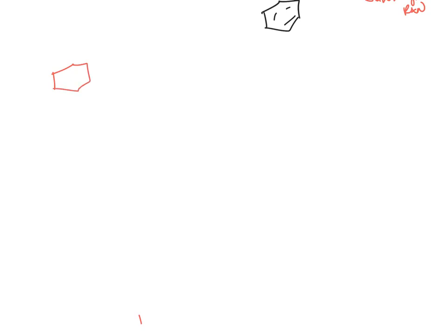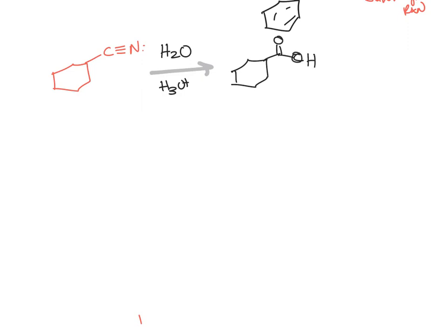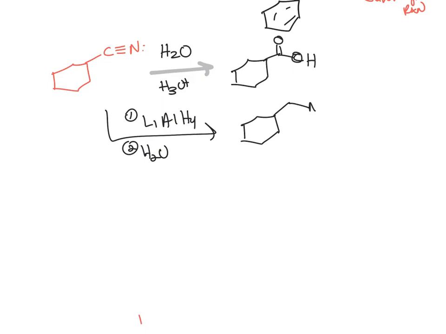So when you have a nitrile, what can you do? You can react it with water and acid, and it goes through the amide, but then it will also go all the way to the carboxylic acid, and I think you know what to do with the carboxylic acid. You can also reduce these with lithium aluminum hydride and then with water, and that is going to make a primary amine.